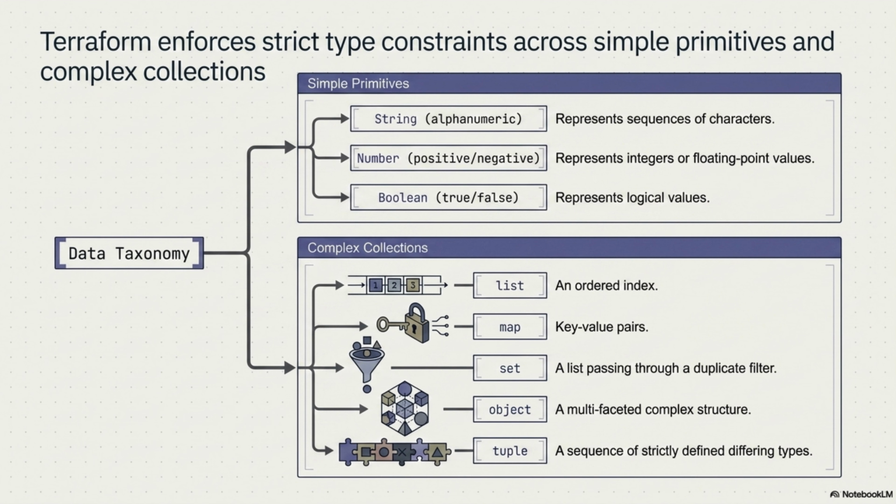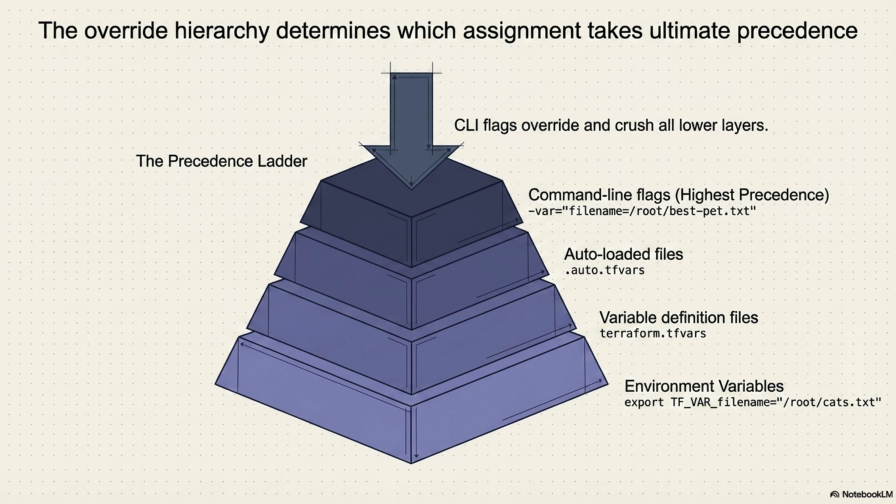The override hierarchy. Now here's a subtle but powerful concept. What happens when the same variable is defined in multiple places? Terraform follows a hierarchy. As shown in this pyramid: environment variables, tfvars files, auto-loaded files, command line flags, and CLI flags have the highest priority. So the last override wins. This gives you flexibility, but also control.